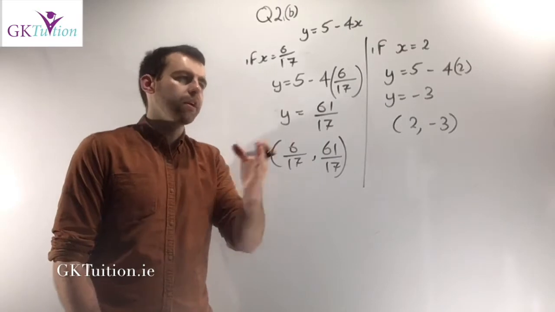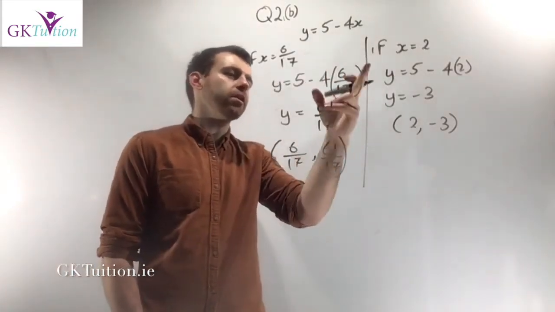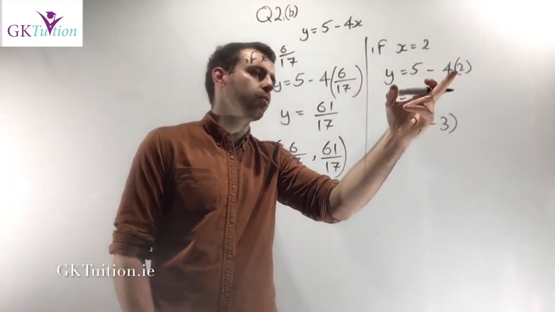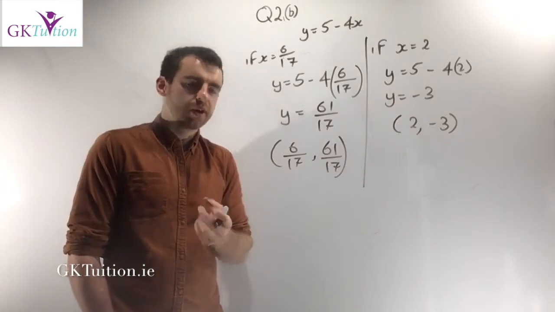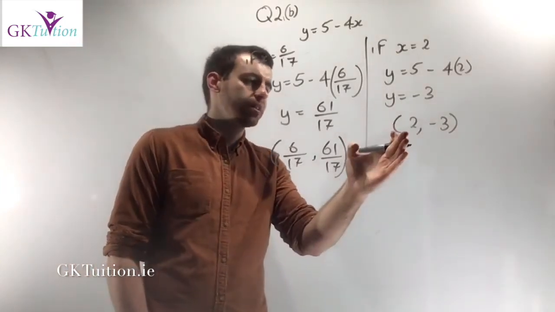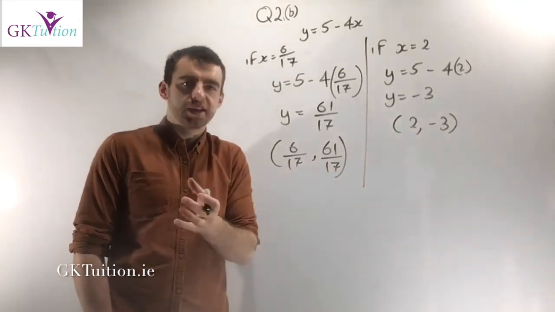The other x value that I got was x could be equal to 2. If that was the case and I subbed in here, then y would be equal to 5 minus 4 times 2. And if I plug that into my calculator, I get minus 3. So the second set of possible answers is x is 2 and y is minus 3. So each of these are acceptable answers, and obviously you needed both of them.